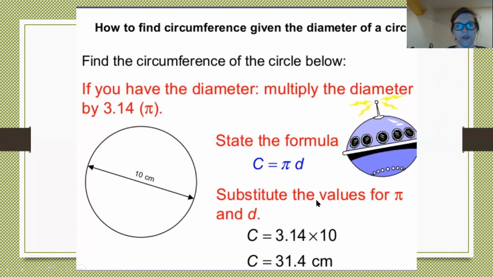And then you're going to substitute the values for pi and d. We know that pi is 3.14, right? We can look at our circle here. The diameter of the circle is 10 centimeters. So we're going to substitute d with 10. So 3.14 times 10 will give you approximately 31.4 centimeters.